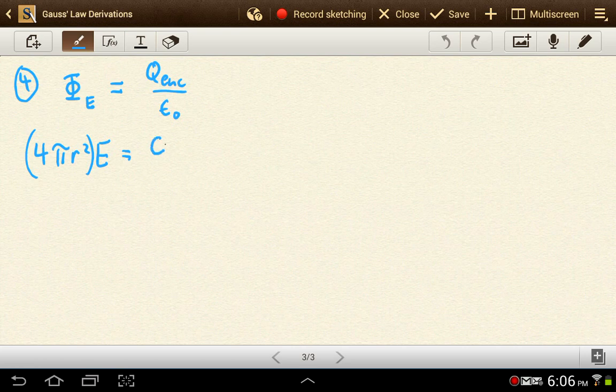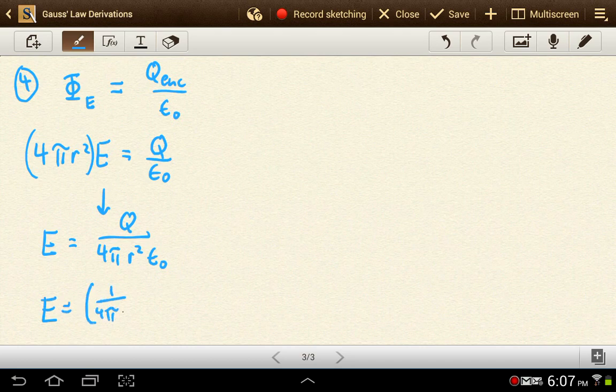So capital Q over epsilon naught. The next step then is we want to find the electric field, right? So I'm going to pull this 4 pi r squared over to the right, and it's going to be Q over 4 pi r squared epsilon naught. And so the customary way to write this is, of course, E equals 1 over 4 pi epsilon naught times Q over r squared. And this is the scalar.